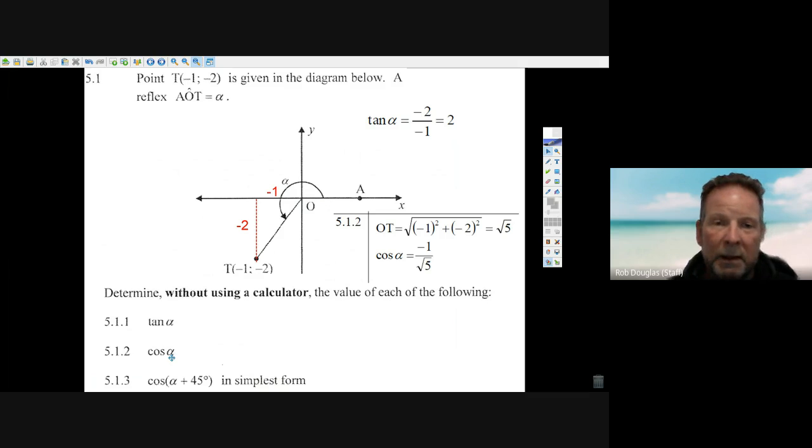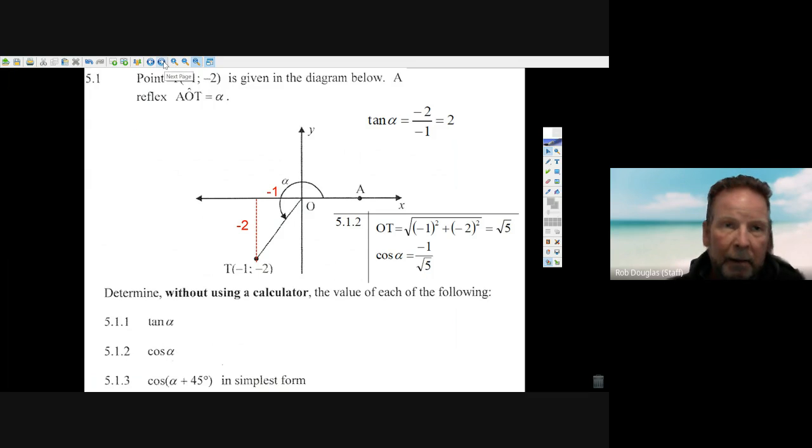Well, what's the cosine of theta? Well, we're going to have to use Pythagoras to find this distance OT. -1 squared plus -2 squared, that's 1 plus 4, it's 5, it's root 5. And cosine is adjacent over hypotenuse. It's -1 over root 5.